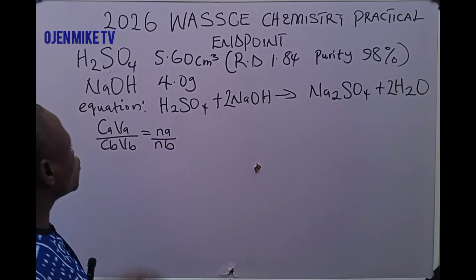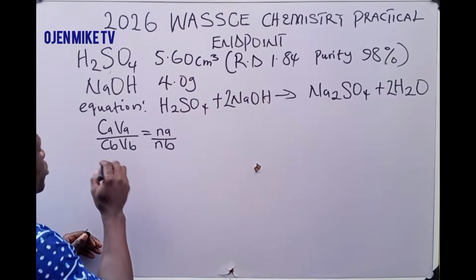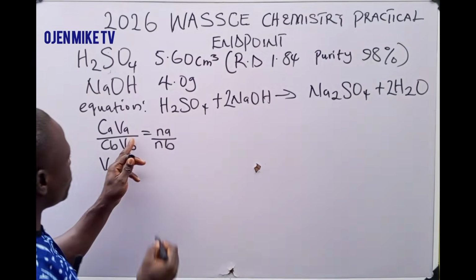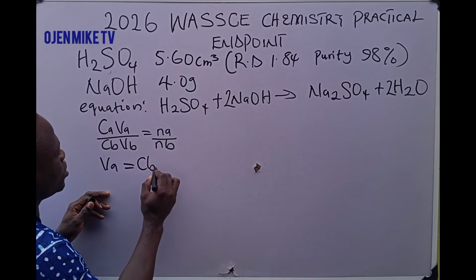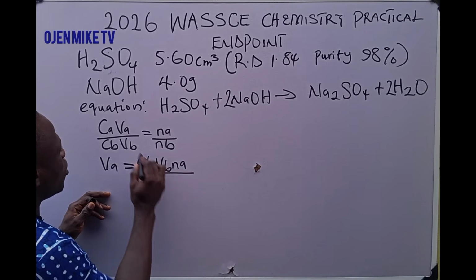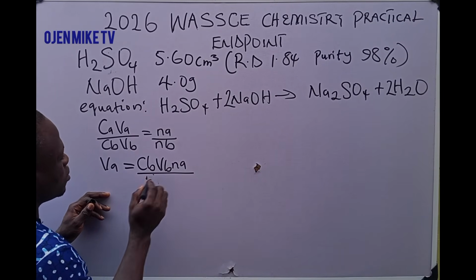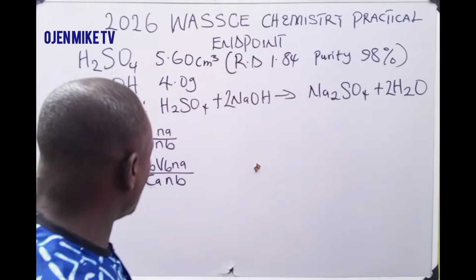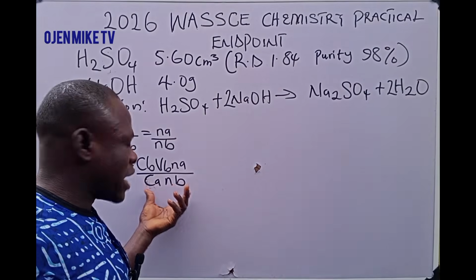Now we want to look for our endpoint. And what is your endpoint? Your endpoint is VA. So you are going to make VA the subject of the formula. If you make VA the subject of the formula, you cross multiply. So you now have CB VB NA all over CA and NB. So in the course of it, we are going to look at each of these parameters.